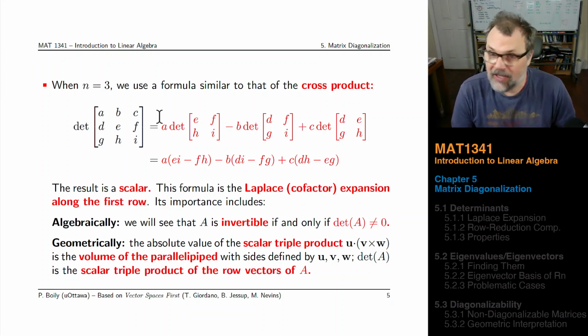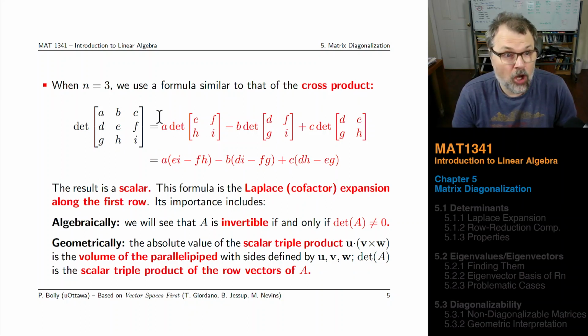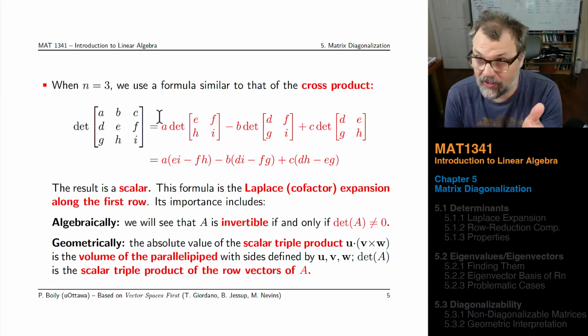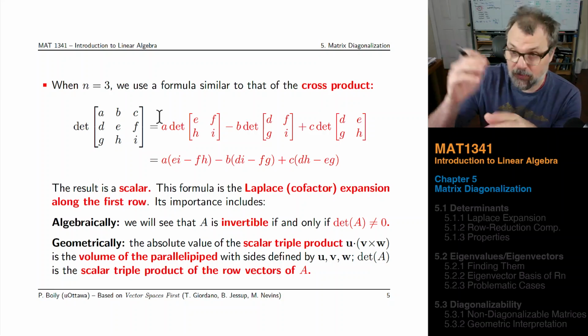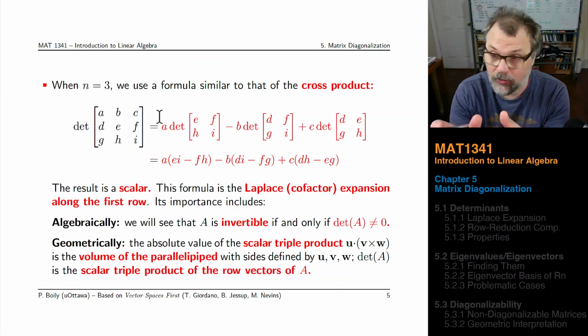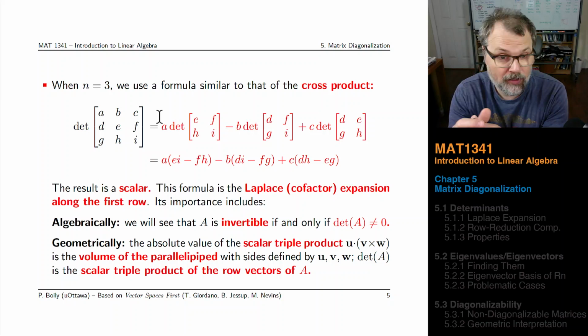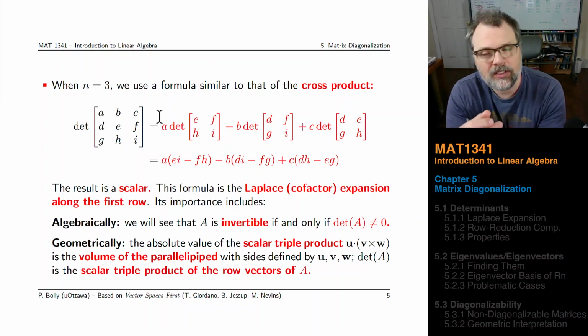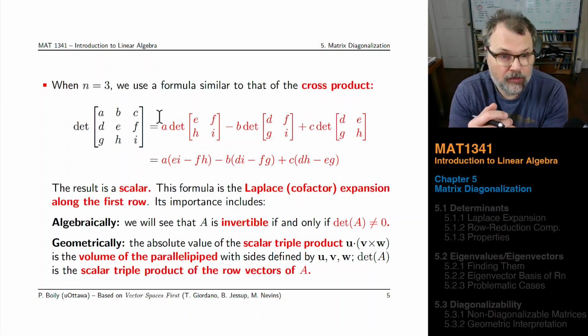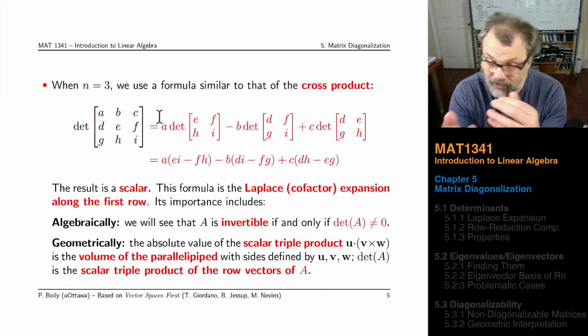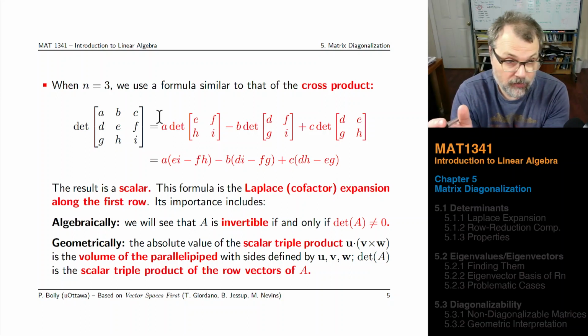In the three-dimensional case, A is invertible once again if the determinant of A is not equal to 0, although here it's not obvious that that should be the case. In the 2 by 2 case, it was obvious because we had the special formula for the invertibility of a 2 by 2 matrix. Here it's not obvious, but we'll see that that's still the case. In fact, in general, if a square matrix has a non-zero determinant, it is invertible. And if the determinant is 0, it's not invertible.